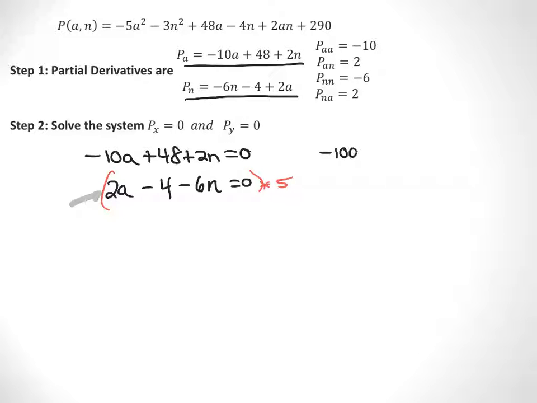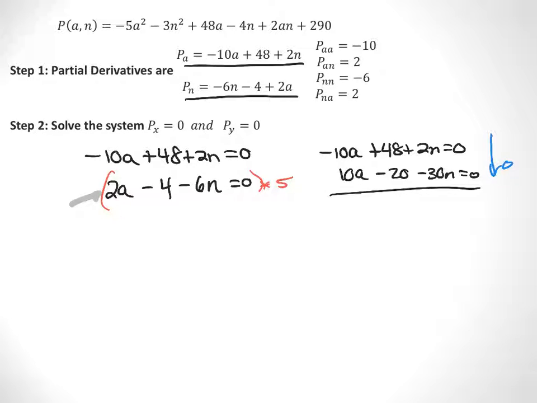The first guy comes along for the ride. And the second one times 5 gives us 10a minus 20 minus 30n. And then we, remember, add down because we're solving by elimination. When we do that, these guys go to 0, and we get 28 minus 28n is 0. And go ahead and add that 28n to the other side. Divide by 28, and we get n is 1.